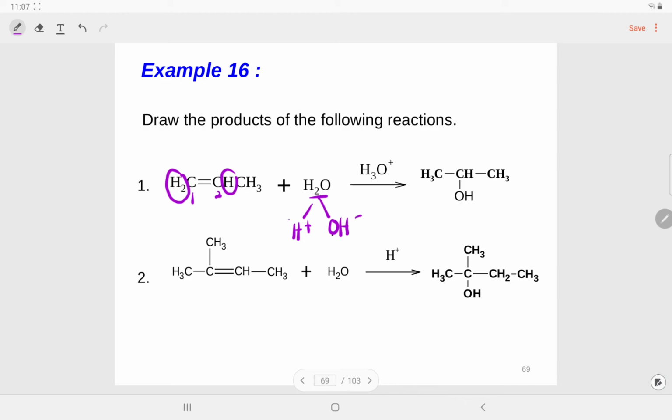So who is added first? H plus must be added first. Where? Carbon number 1. That is why at carbon number 1 we have one extra hydrogen atom, and at the next, carbon number 2, we add the OH group. This reaction follows Markovnikov's rule because your alkene is unsymmetrical. So our reagent can also be written, or the best is to just write, H3O plus.